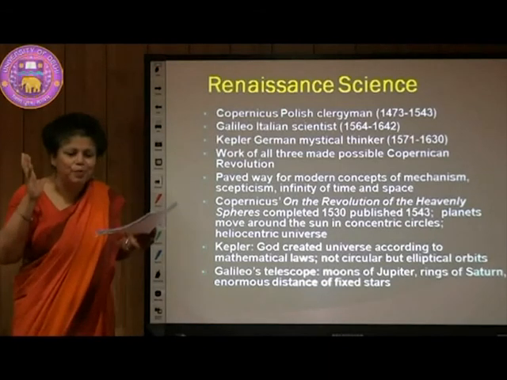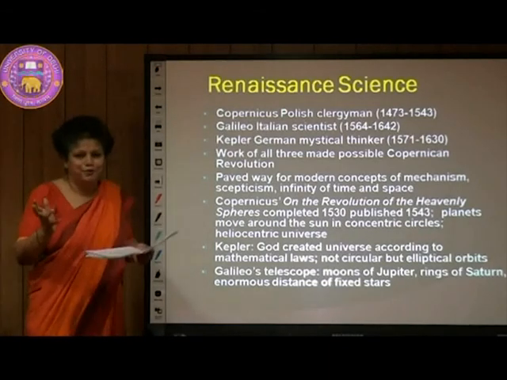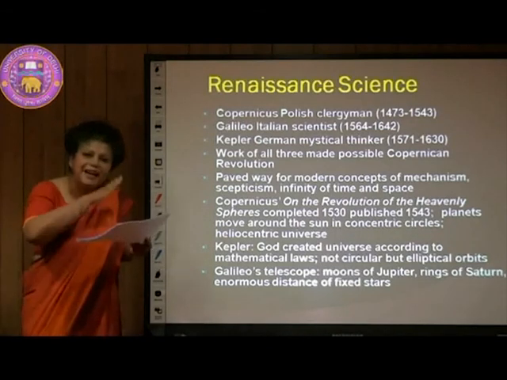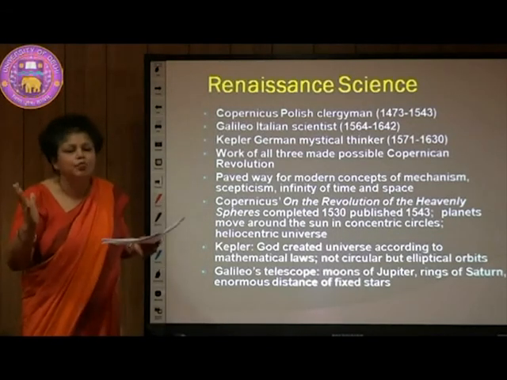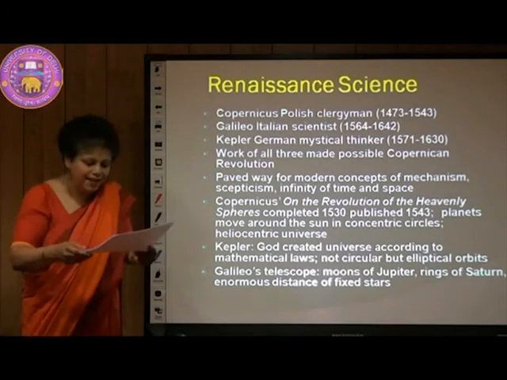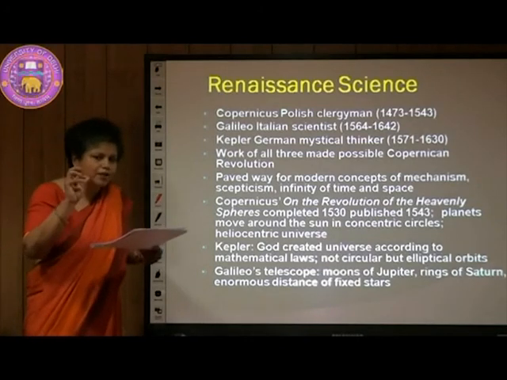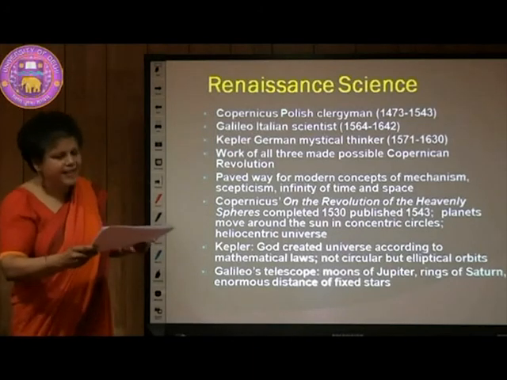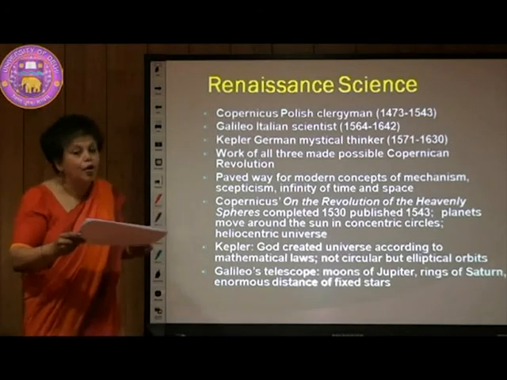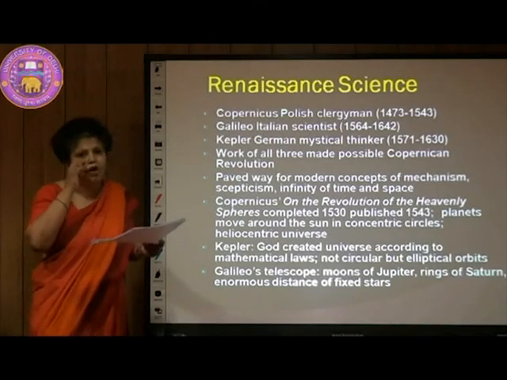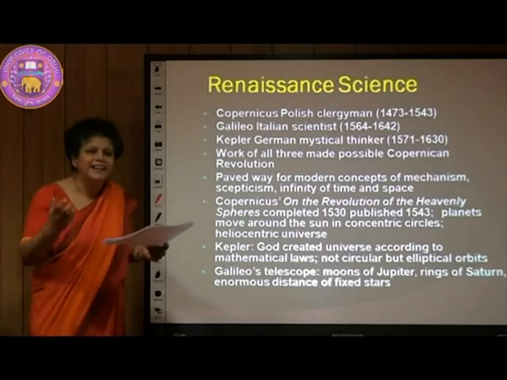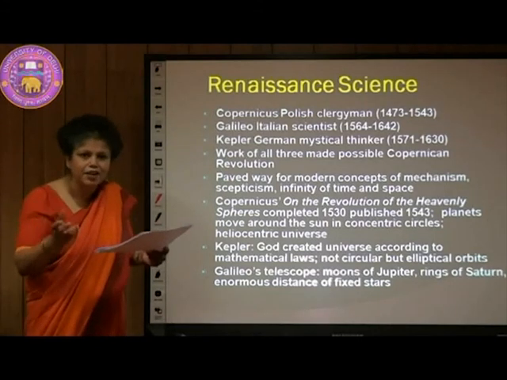Just think of what a huge statement this was to make. It completely made the whole Renaissance world go topsy-turvy. So the universe was not earth-centric, it was heliocentric. And Kepler says that God creates the universe according to mathematical laws, he doesn't just wake up one morning and create the world. The planets move in elliptical and not circular orbits.